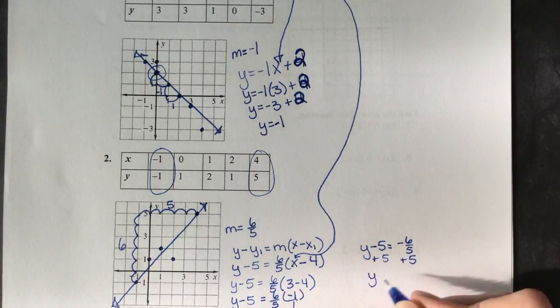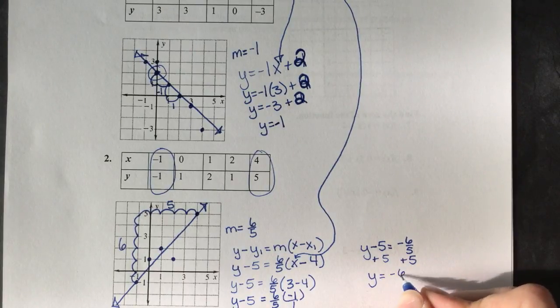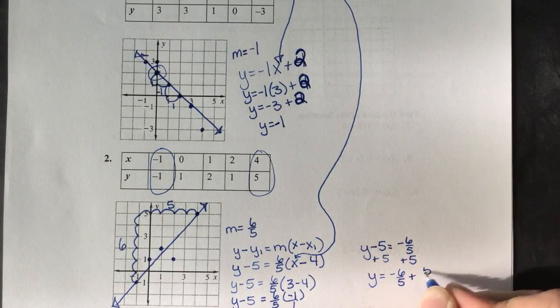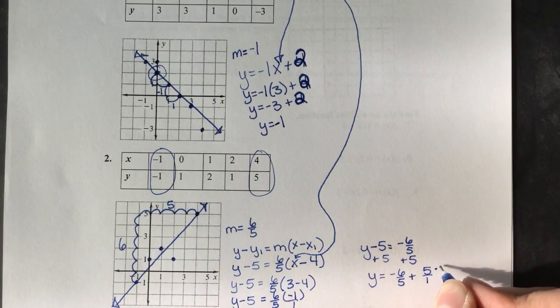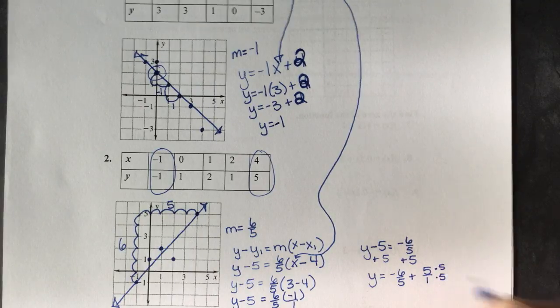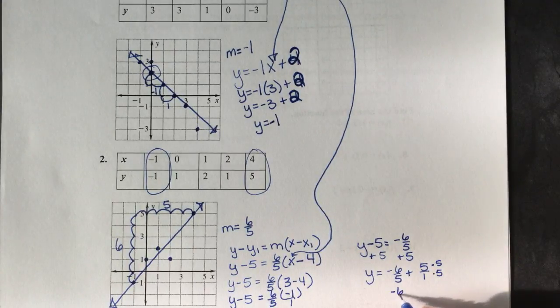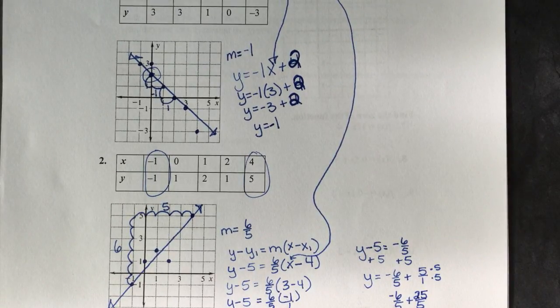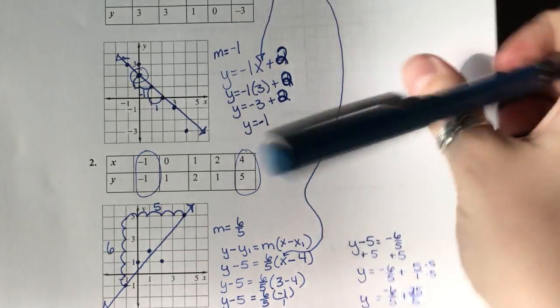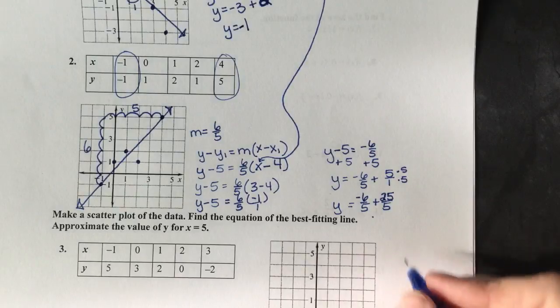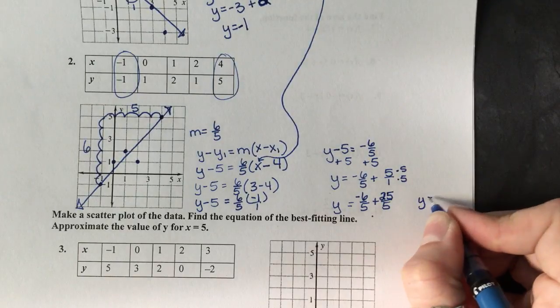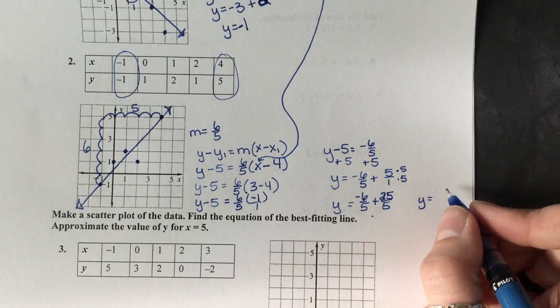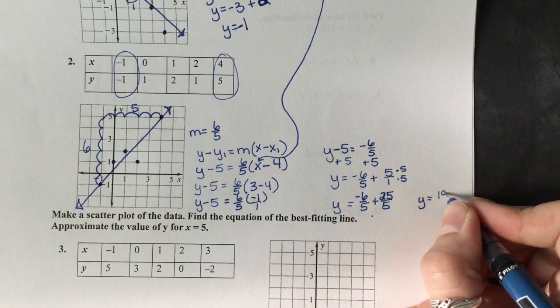In order to add these two, I need to get common denominators. Putting 5 over 1 and then multiplying on top and bottom by 5. -6/5 plus 25/5. 25 minus 6 equals 19. y equals 19/5.